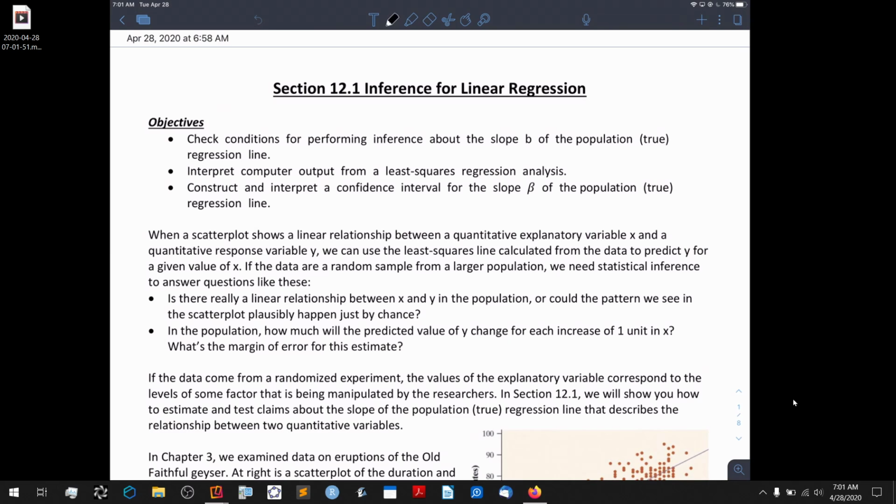Hi guys, so let's talk about section 12.1, inference for linear regression. Okay, so I'm going to assume that you've reviewed chapter 3 and this stuff is kind of fresh in your mind.